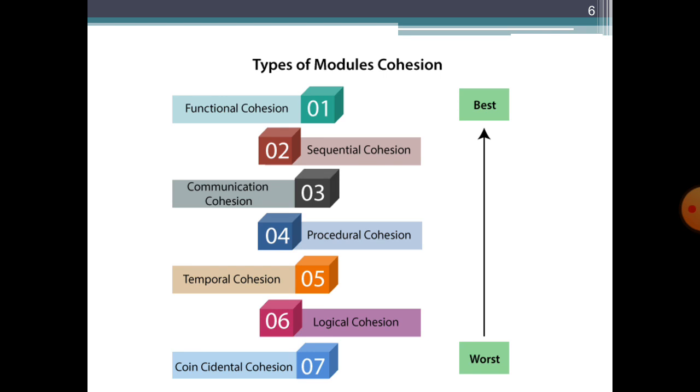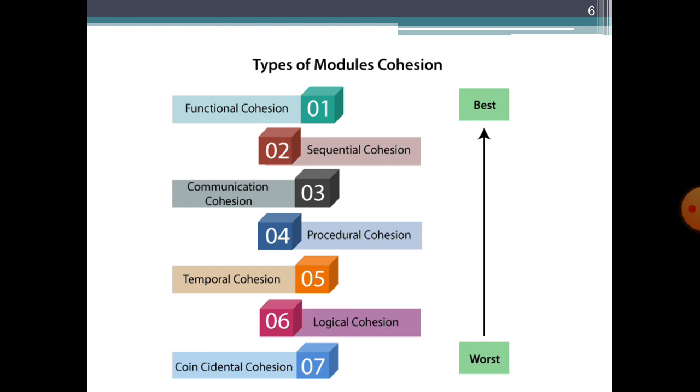And the next type of cohesion is procedural cohesion. What does it mean? A module is said to have procedural cohesion if the tasks of the module are all parts of a procedure, in which a particular sequence of steps has to be carried out for achieving a goal. For example, the algorithm for decoding a message is an example of procedural cohesion.